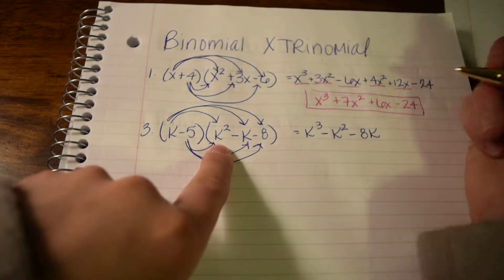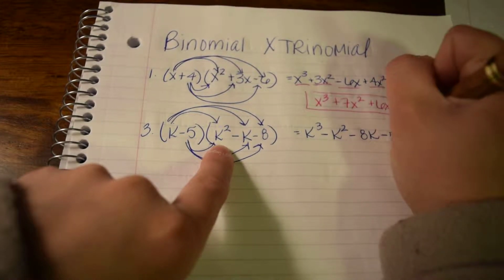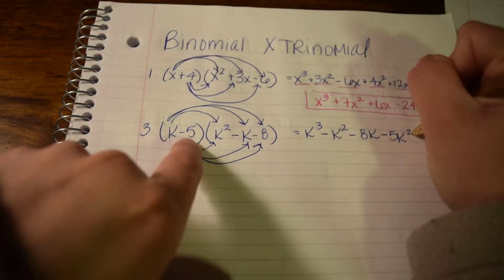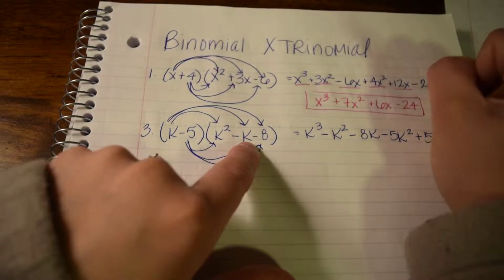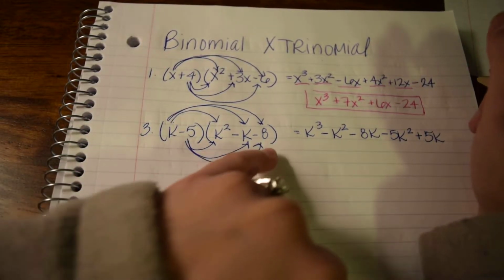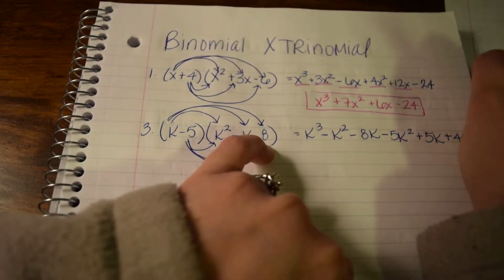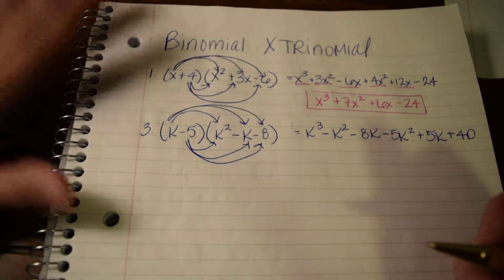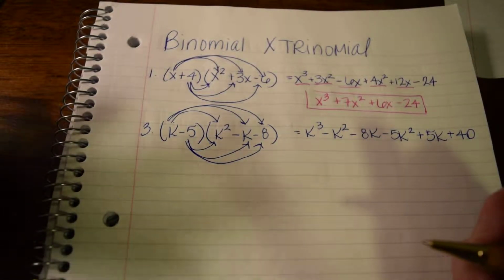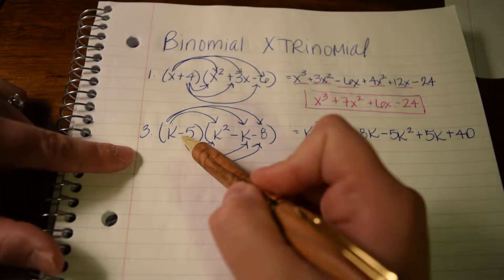Negative 5 times k squared is negative 5k squared. Negative 5 times negative k is plus 5k. And negative 5 times negative 8 is plus 40. Big reminder that you need to watch your signs and your distributing. That's huge, because here we're distributing a negative 5.